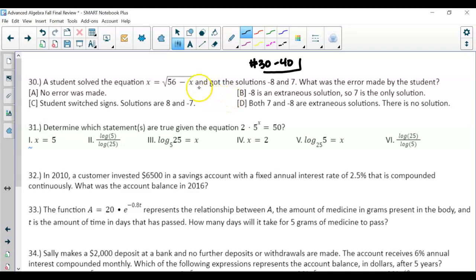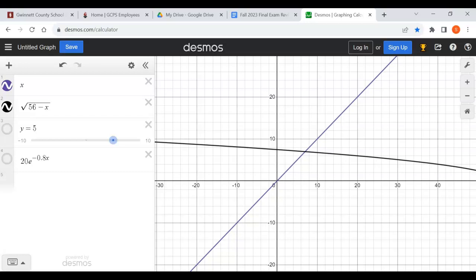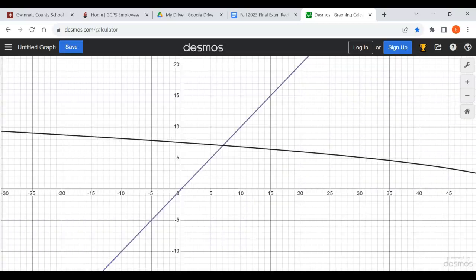Well, first off, I would go ahead and we could either solve this or even graph this in Desmos, check to see if both are even a solution, because if they are, then no error was made. So again, remember, graph the left side, which is just x, and then graph the right side. So again, looking like this, just x, and then the radical 56 minus x.